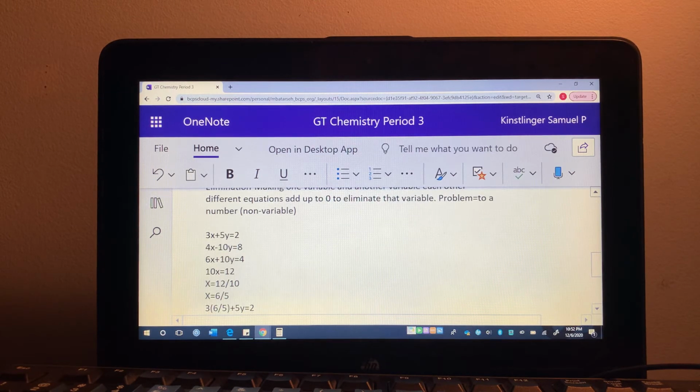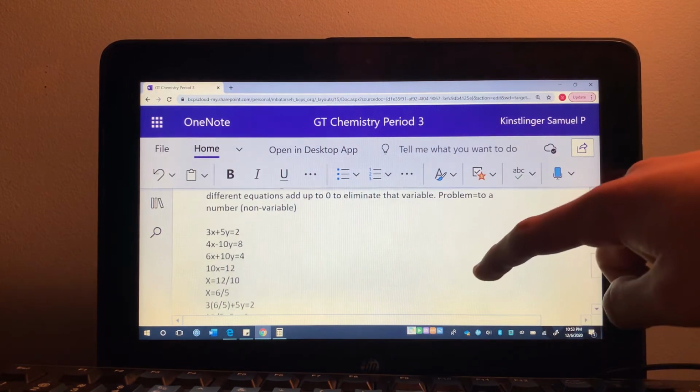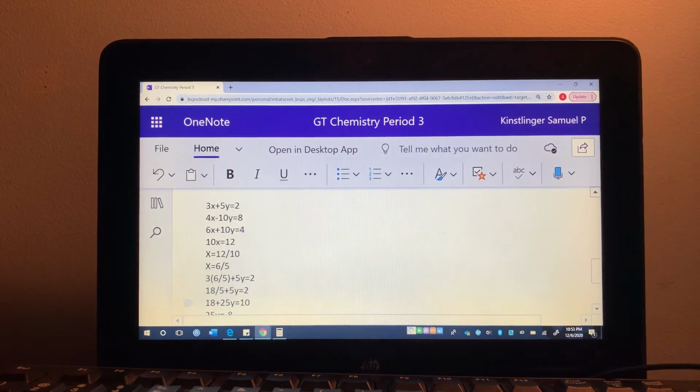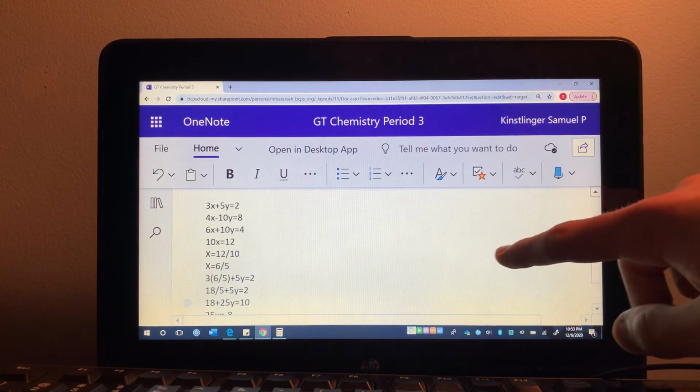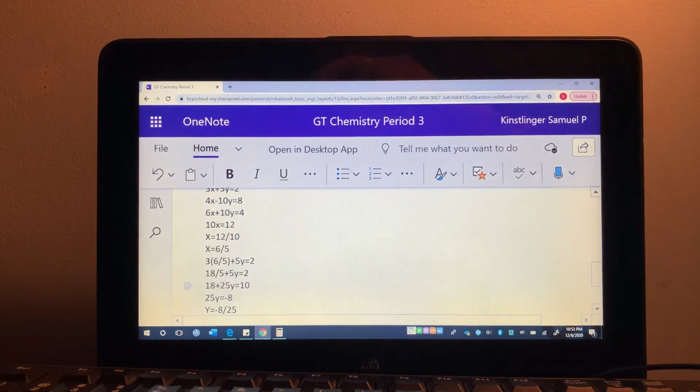Now let's substitute that back in. We have 3x, or 3 times 6 over 5, plus 5y equals 2. That's 18 over 5 plus 5y equals 2. Now you might be able to do this in your head or manipulate the equation to make it easier, but what I like to do is just multiply it out, and usually you'll have a calculator. So if I have 18 over 5 plus 5y equals 2, I multiply the whole thing by 5. I get 18 plus 25y equals 10. Now I can subtract 18 from both sides and get 25y equals negative 8. Divide both sides by 25. I get y equals negative 8 over 25.